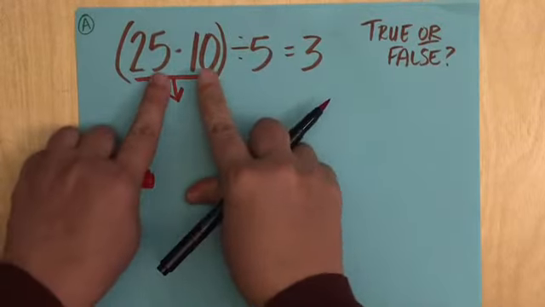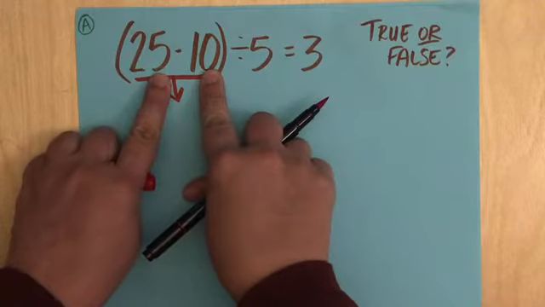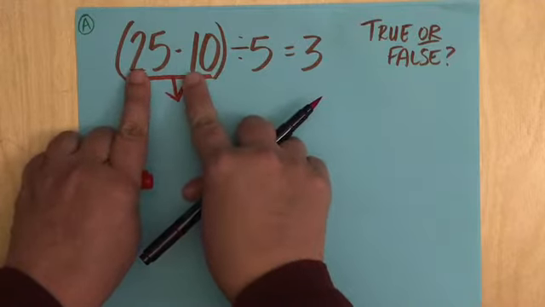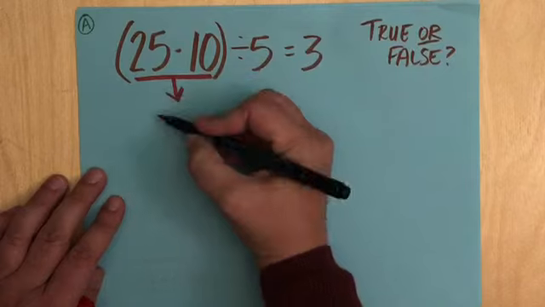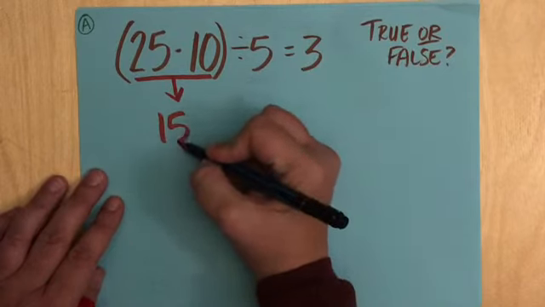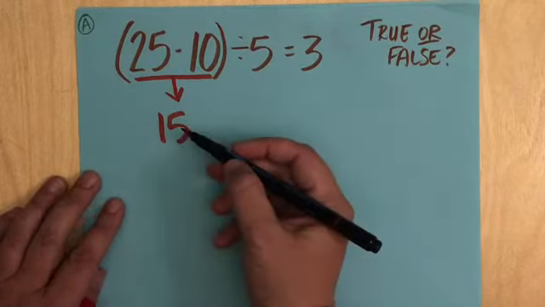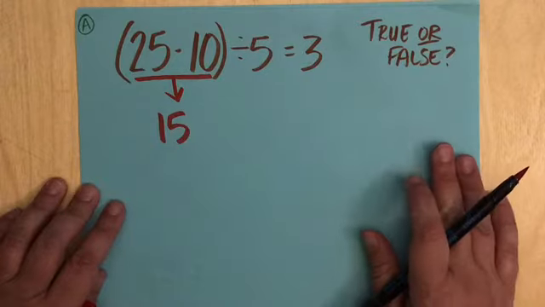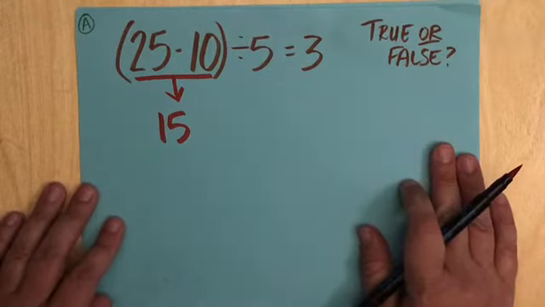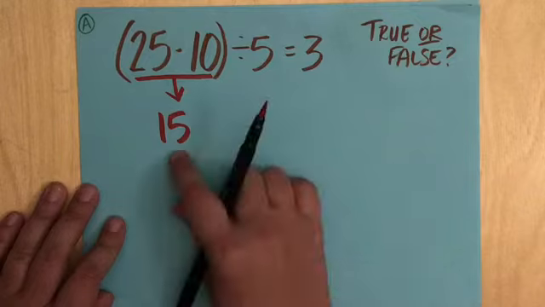So 5 ones take away 0 ones is still 5 ones. 2 tens take away 1 ten is 1 ten. So that's 15. Remember, you can always be solving these on the side as well. And we're doing this one together. The next one you will do on your own. All right, so we got 15.